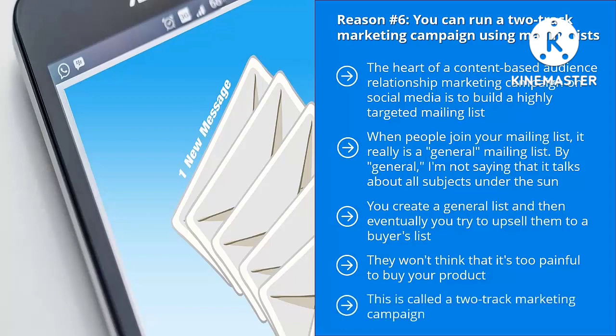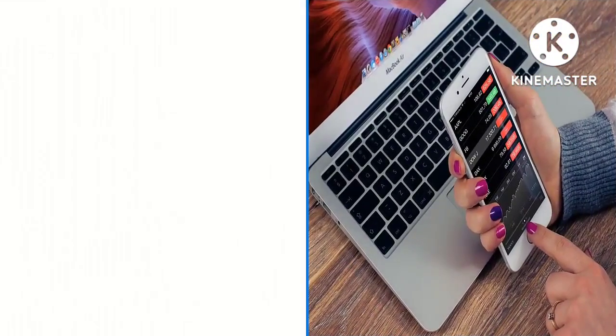This is called a 2-track marketing campaign. It's extremely powerful, and it has made a lot of people rich. But you have to step away from the very common mistake of thinking that once you get a lot of people to your mailing list, you have it made. Absolutely wrong. There is another step that you need to take.